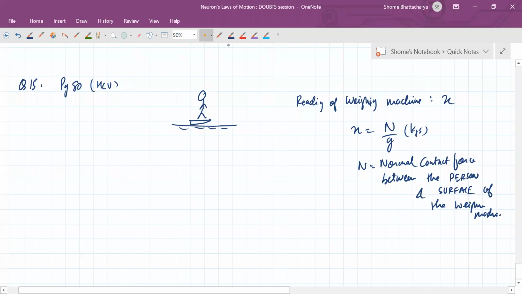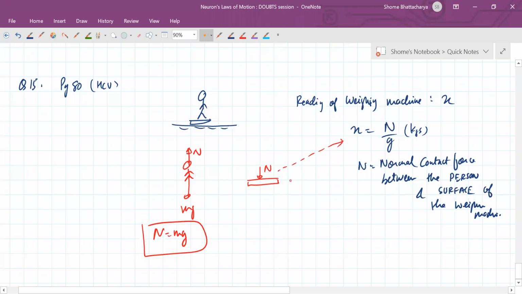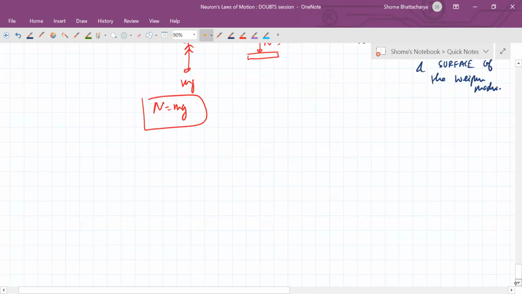Okay. So what is happening is on the person's body there is mg downwards and normal reaction upwards. So on the weighing machine there is this equal and opposite normal reaction, and that is the normal reaction that the weighing machine measures. The machine measures N and gives the answer in terms of kgs, so it gives the normal reaction divided by g like this. Okay, so this is the idea.